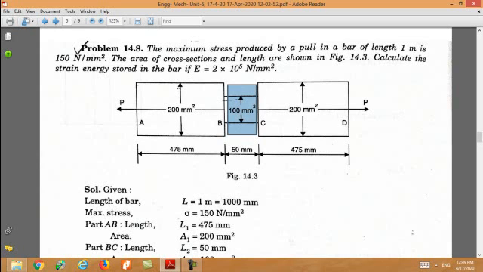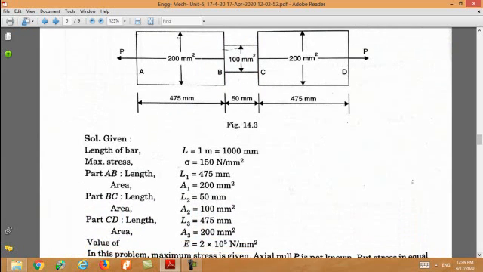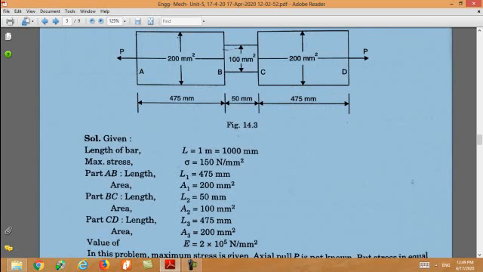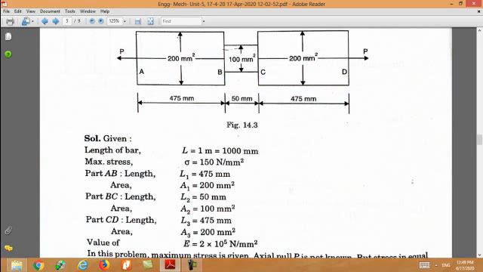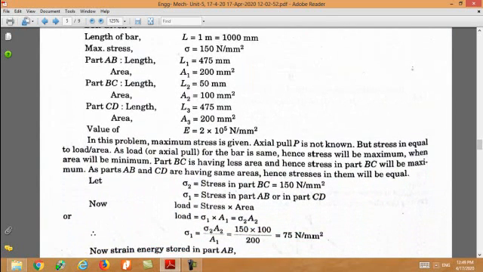Is it? So I think maximum stress should be for this portion. Let's see what is given in this question. Length is given, so maximum stress is given. Part AB has length L1 and A1, part BC has length L2 and A2, part CD has length L3 and A3, which are given. E is given. So in this problem, maximum stress is given.